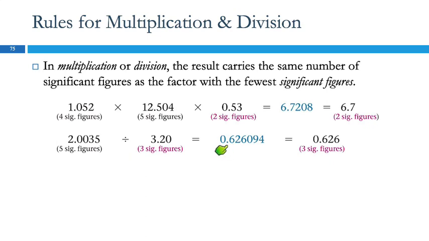And so over here, I'm going to round to 626. I'm going to round to this place. And when we round up or down, we're just looking at the next digit. If it's 5 or greater, you round up. If it's less than 5, you round down.